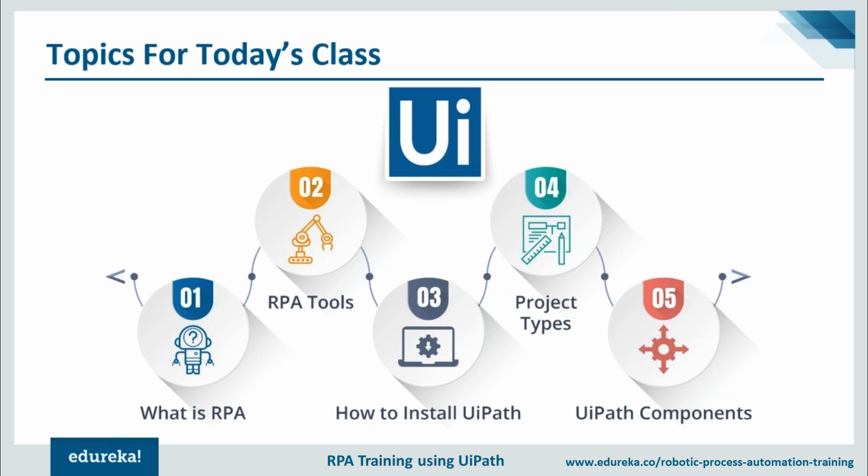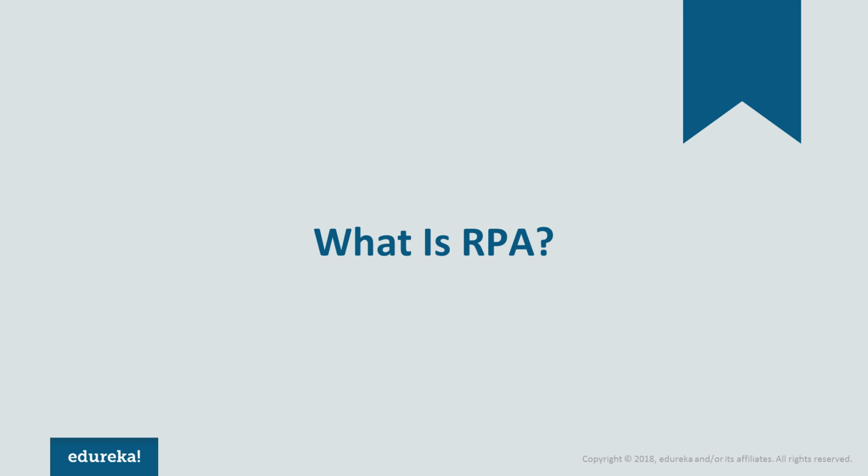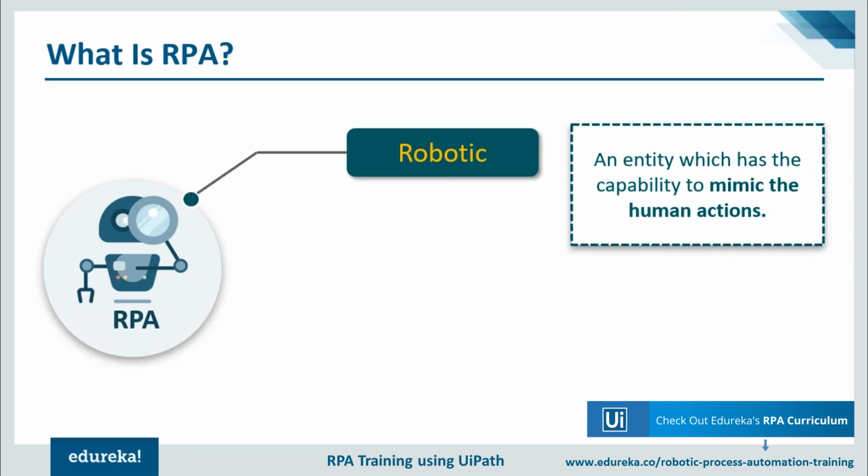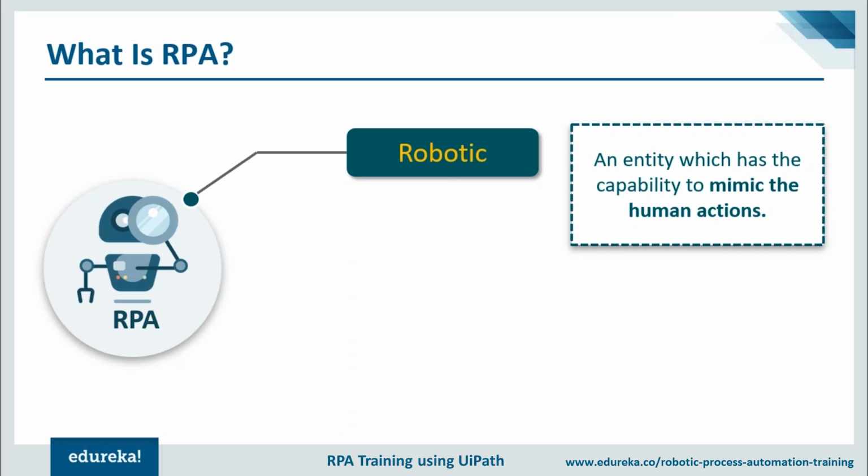So now let's get started with the first topic for this session, that is what is RPA? Well, RPA is an acronym for Robotic Process Automation. Now, what do these terms Robotic Process Automation mean? Well, robotic means any entity which tries to mimic the human actions, right? So, any entity which tries to mimic human actions and performs complex tasks can be termed as robotic.